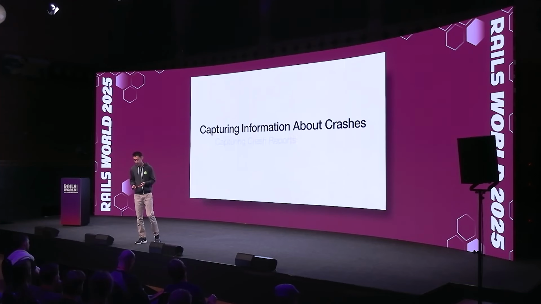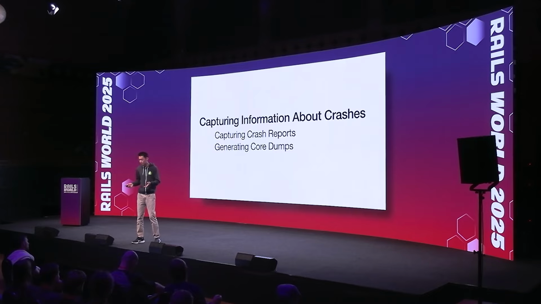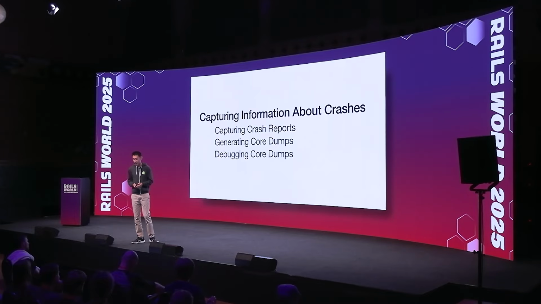So to recap, in this section, we talked about some ways to capture information about crashes. We saw what a crash report looks like and how to redirect crash reports to a file in order to capture it. We looked at what core dumps are and how we can generate them on Linux systems. Finally, we looked at how we can open core dumps in a debugger in order to debug it.